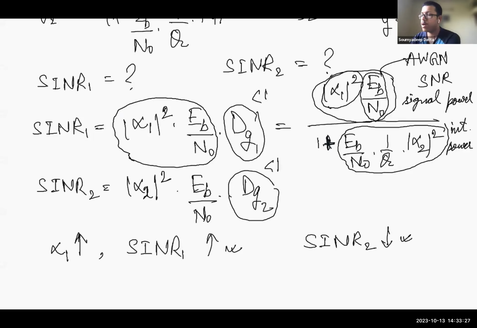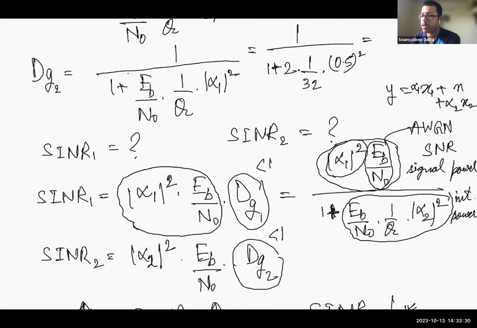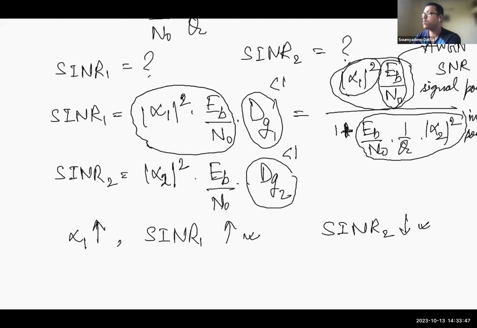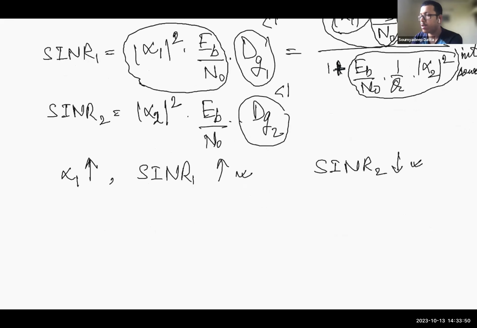Degradation happens because of interference. So if we increase alpha 1, then this degradation factor becomes lower because of increased interference, and so this decreases the SINR. Intuitively, what this means is that you are helping user 1 and harming user 2. Similarly, you can also think the other way. So this is one small problem. Any questions?